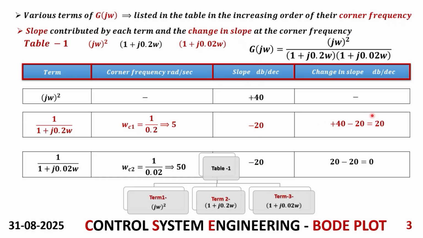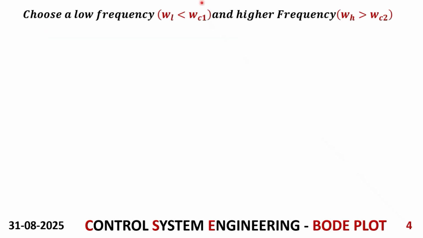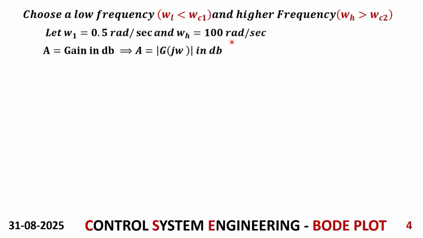So how many terms have we seen? We listed them here. The first term is (jω)², the second term is 1 + j0.2ω, and the third term is 1 + j0.02ω. The last two terms are in the denominator and the first term is in the numerator. The table is listed above. We need to choose the lowest corner frequency as well as the highest corner frequency. The lowest value is taken as ωL and the highest value is taken as ωH. So based on that, we'll choose ωL as 0.5 and ωH as 100.